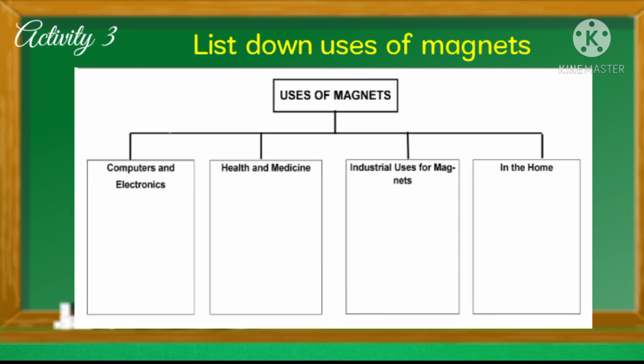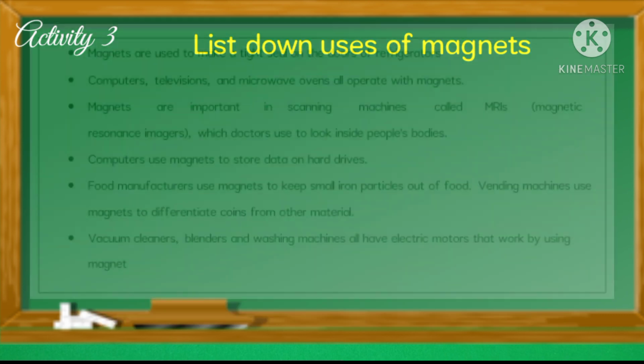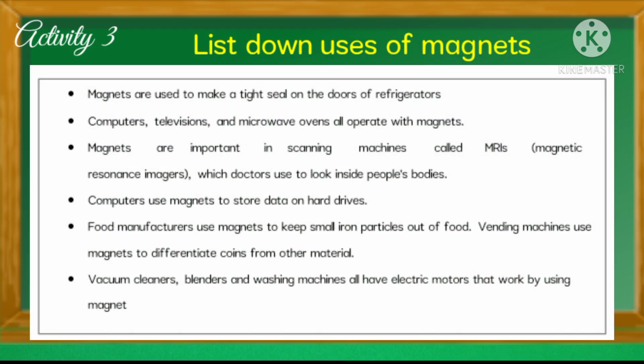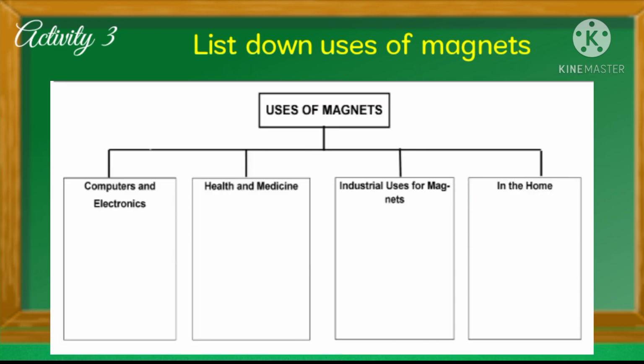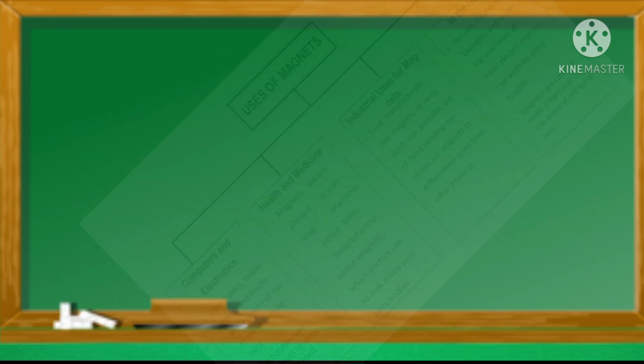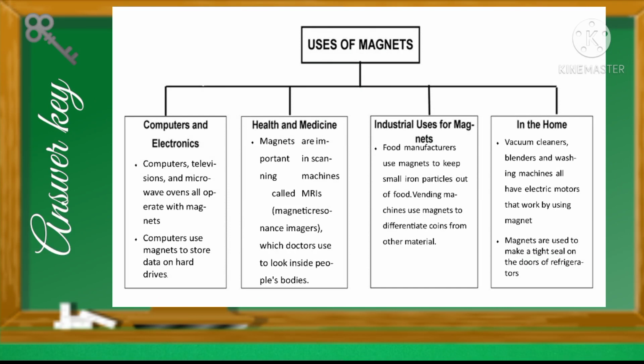Okay, for activity number 3, list down uses of magnets. Choose the uses of magnet inside the box. Write your answer in the graphic organizer. You may now check your answer. Here is the answer key.